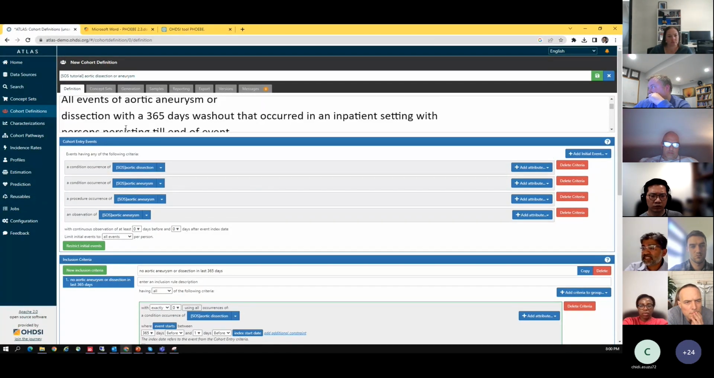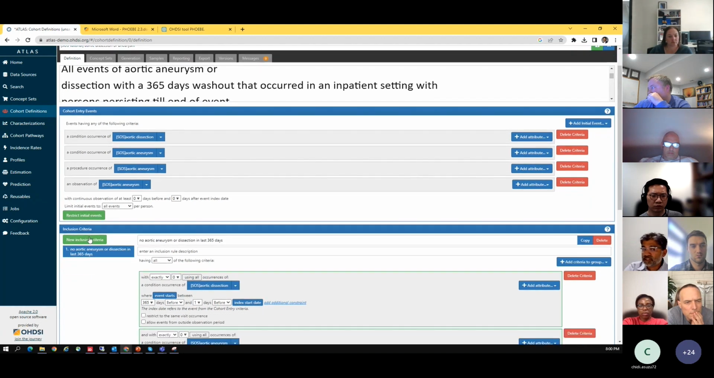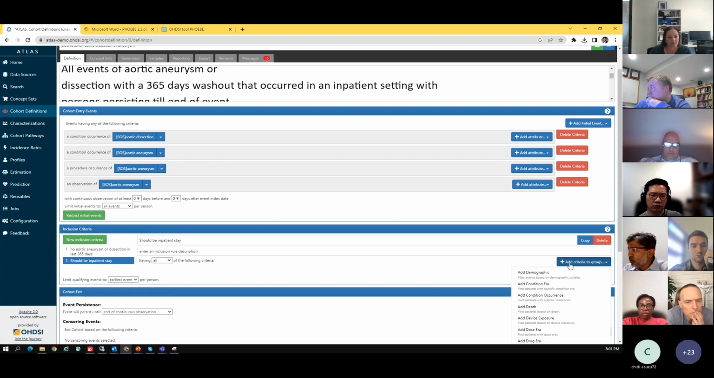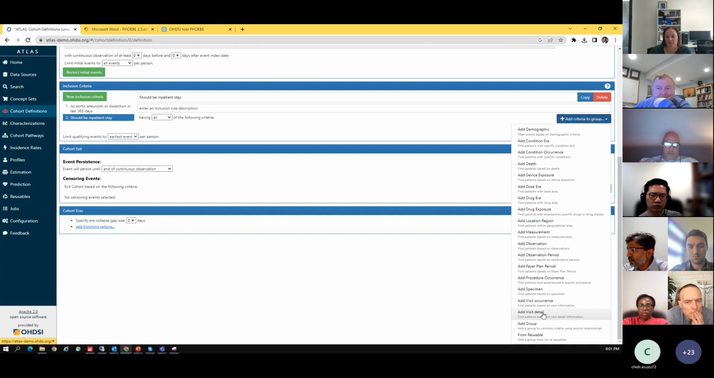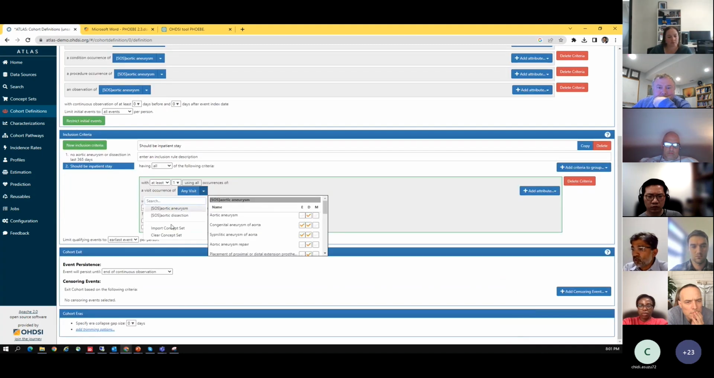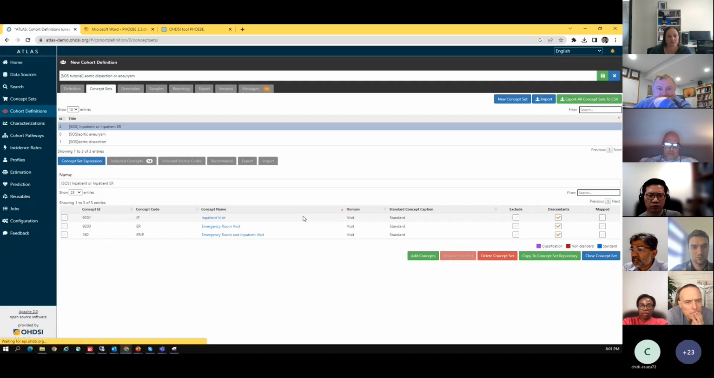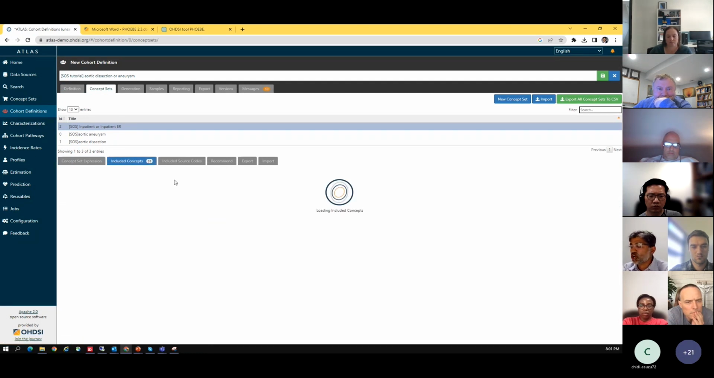So we need inpatient stay. So how do we make inpatient stay? The inpatient stay, an inpatient or ER stay. So we're going to have an inclusion rule and say should be inpatient stay. Now, the way we can do this is to have visit occurrence. We import a concept set. And I know there is a concept set that says inpatient. Here is the inpatient concept set expression: inpatient visit, ER room visit, ER room and inpatient visit. It resolves to 33 concepts in the visit domain.